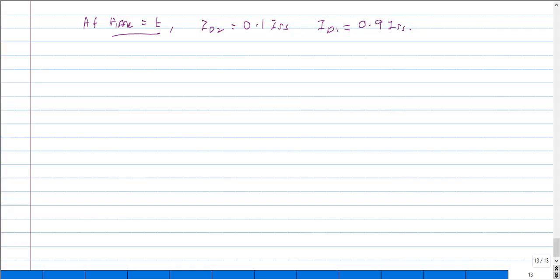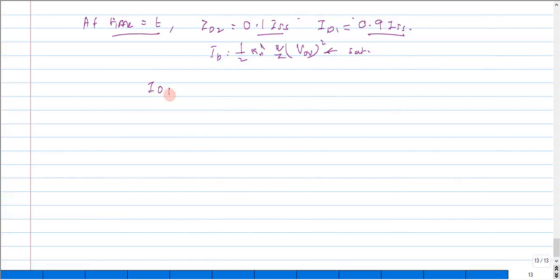Okay, I have taken the two extremes, and in this particular case, we know that basically the current ID is given by half Kn dash W by L, and then in terms of VOV or VGS minus VT the whole square, right? So this is the condition that we have when the transistor is in the saturation region. And since both transistors are on and in saturation in both these conditions, I can just make a simple ratio.